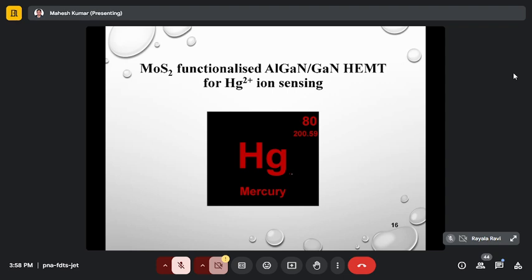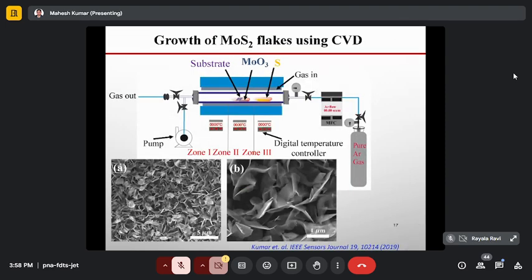ions. This is for mercury, and for mercury we have used MoS2, another 2D material, and this material also has a band gap. So we have used MoS2 for mercury ion sensing here. So how are we growing it? Generally in my lab we grow MoS2 by chemical vapor deposition.